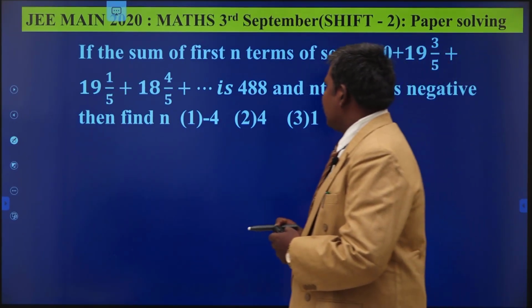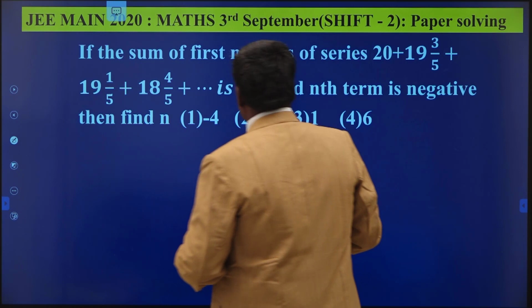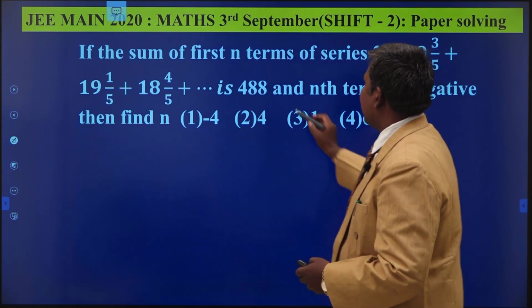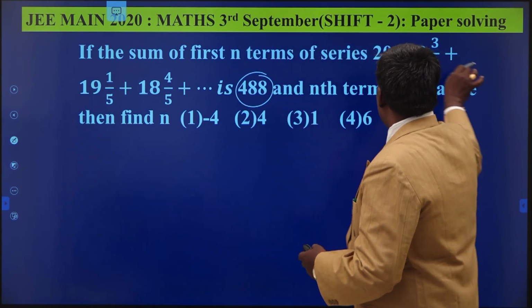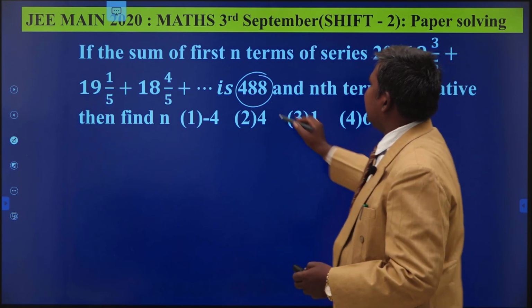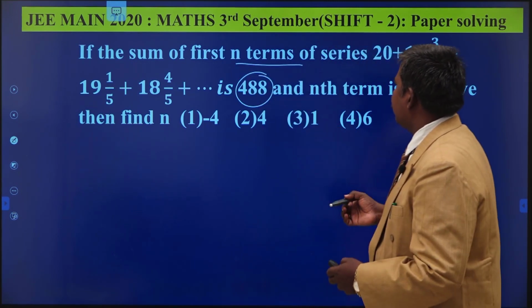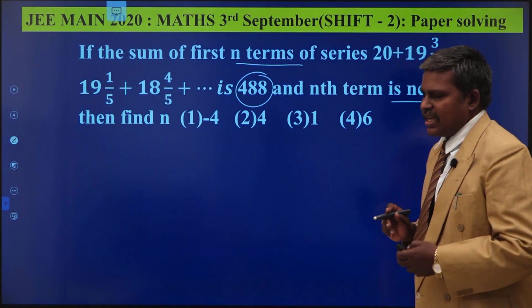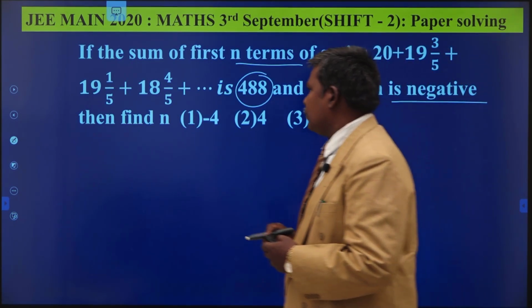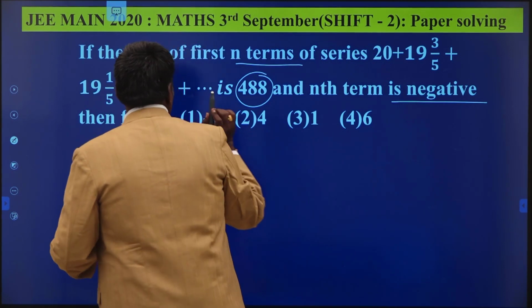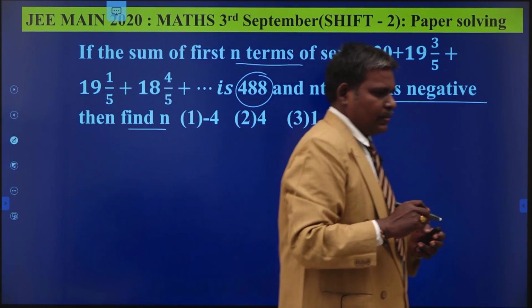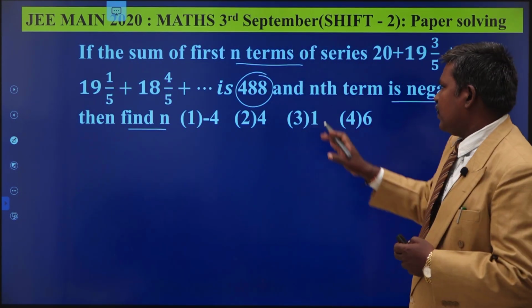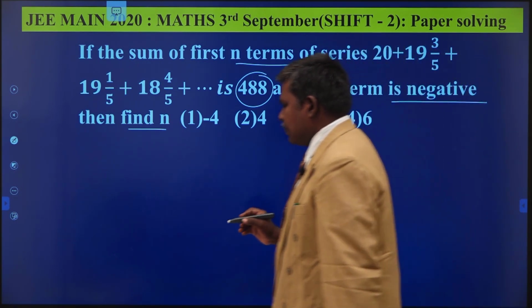See this question. The sum of the first n terms of a series is 488, and the nth term is negative. Then you have to find the value of n. This is the question.